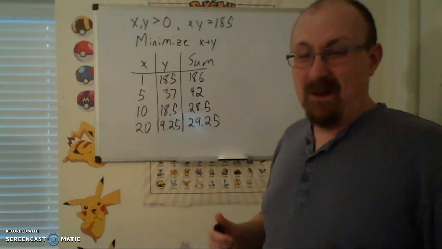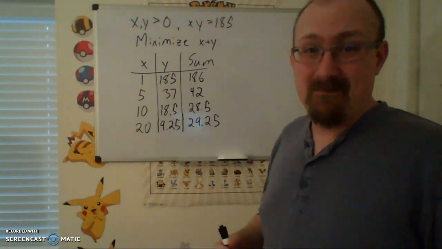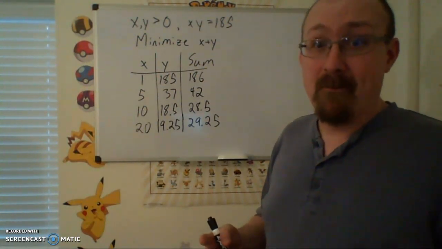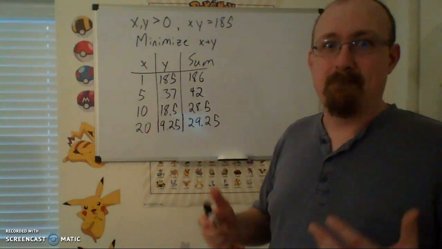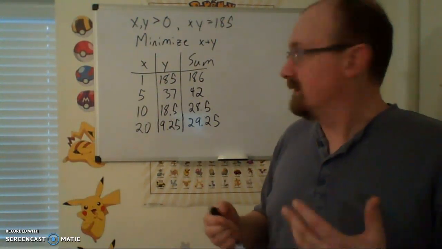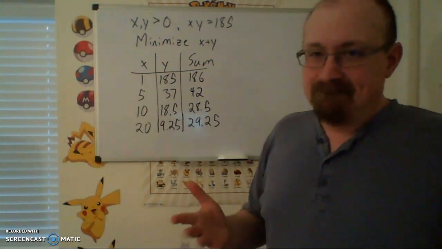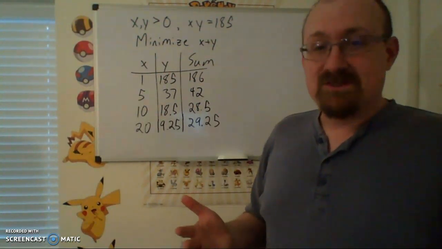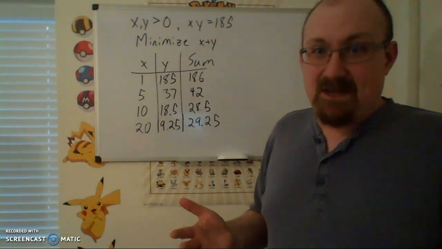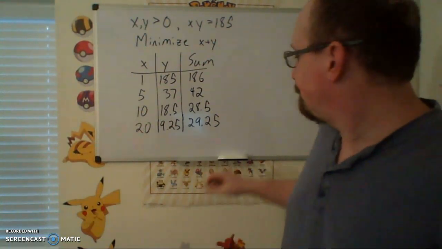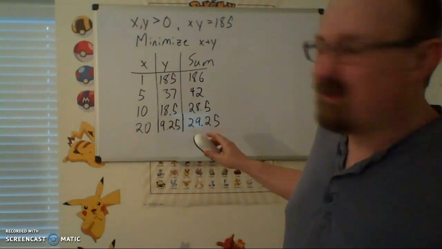It'd be really great if we could come up with some more concrete way to describe this, because I'm pretty sure we've all got better things to do with our time than just repeatedly taking pairs of numbers that multiply together to give us 185 and seeing what their sum is. If for no other reason, because there's an infinite number of possibilities, and you'll die before you're done. So let's see if we can get a little more concrete about this.